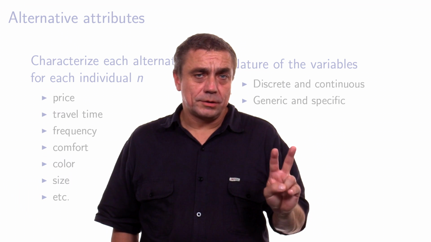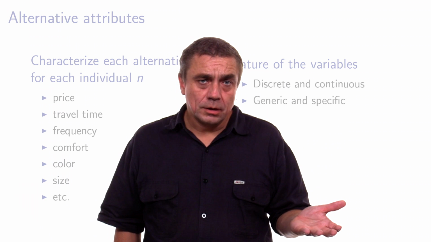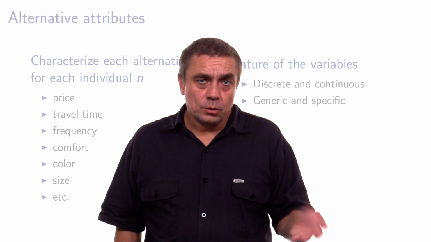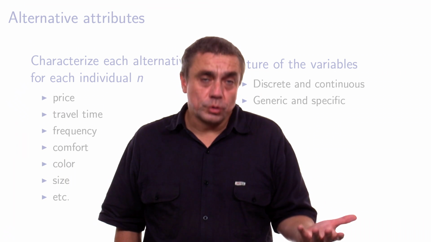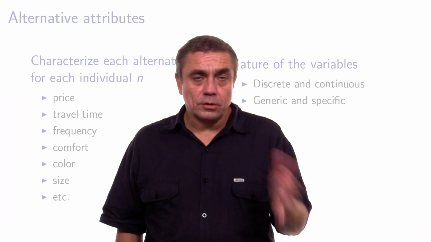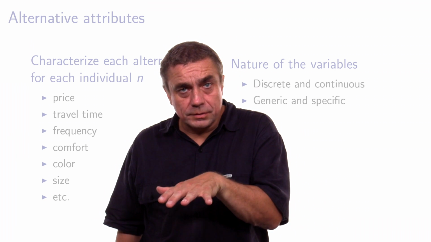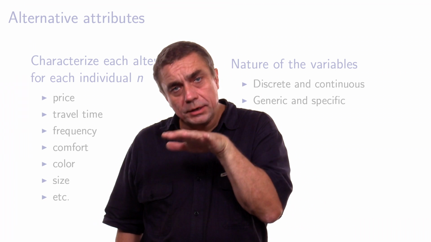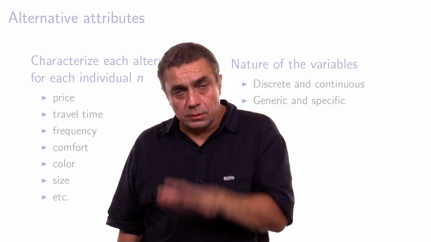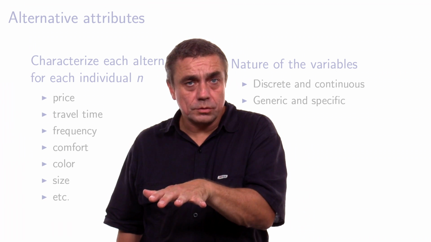So we have 2 ingredients so far. On the one hand, we have the decision maker with a list of variables that we call socioeconomic characteristics. And on the other hand, we have the list of alternatives that form the choice set. And each of them is associated with a list of variables that we call the attributes.